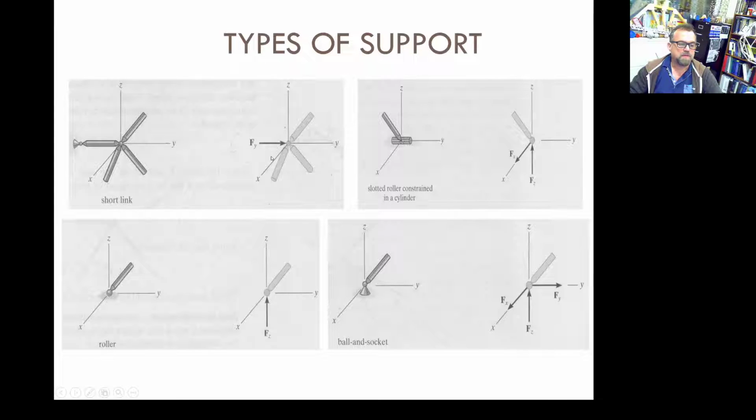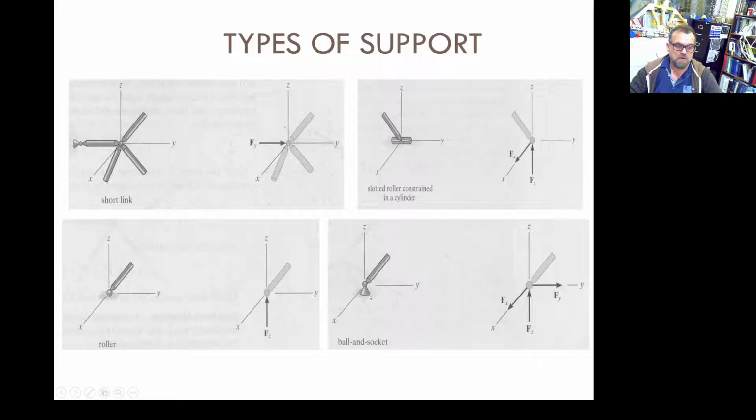Type of supports. The types of supports for 2D trusses are similar to those for 3D trusses. You have this short link that will be only one force in that direction. It says here a slotted roller constrained in a cylinder. I don't care what the name is. I care how this moves. I know this: if I try to pull this bar up and down, I'm not going to be able to do it. So that's why I have that reaction over there. I can slide it in this direction. That's the idea of that slotted roller there. But I cannot do it in this direction, so I have 2 over there.